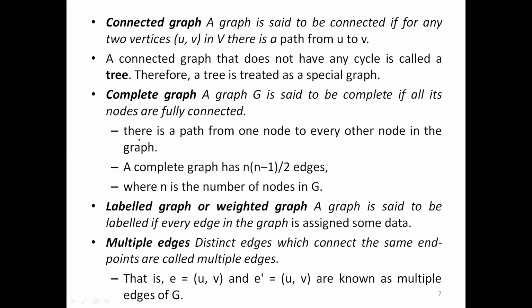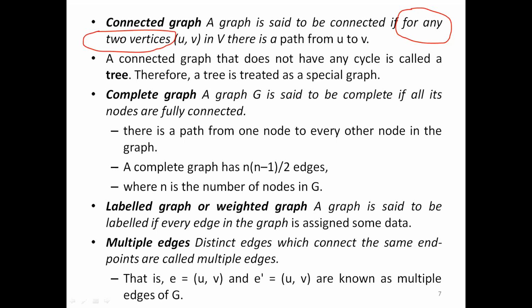Okay. Next, we'll see the connected graph. A graph is said to be connected if for any two vertices in V, there's a path from U to V. If I choose any two vertices in a node, either it can be 1, 10 or 5, 3, 7, 9, there should be a path. If there is a path, I can say it's a well connected graph. It means that I can reach from one node to any other node. That's what a connected graph is.